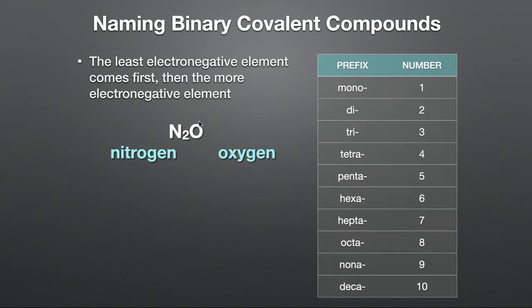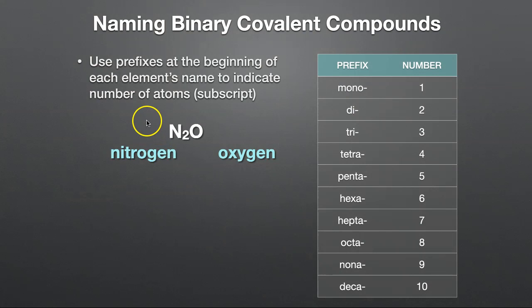And then we're going to build the name. So the name, you can see in your notes, is going to start with the names of the actual elements that you see, nitrogen and oxygen, and then we're going to mess around with these names a little bit to tweak them and get them just right.